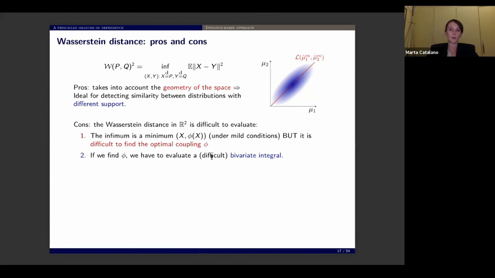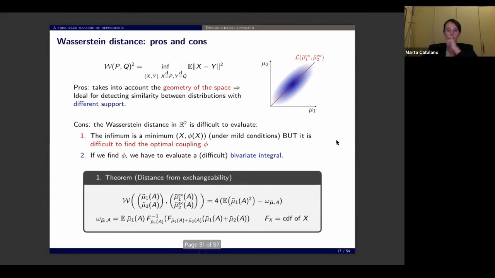So this is due to two facts, essentially. First of all, it is true that the infimum here is actually a minimum, as I said in the previous slide, but it is in general very difficult to find the optimal coupling phi. Moreover, even if we do find the coupling, we still have to compute a difficult bivariate integral, which corresponds to this expected value in the definition.